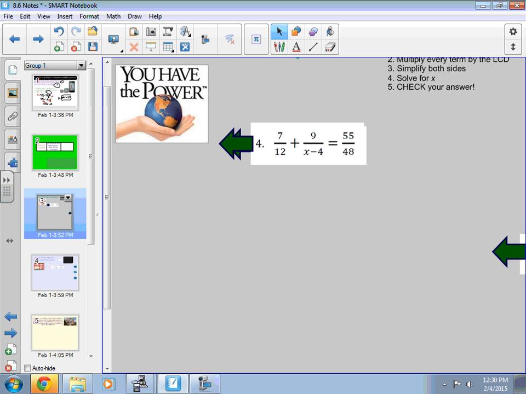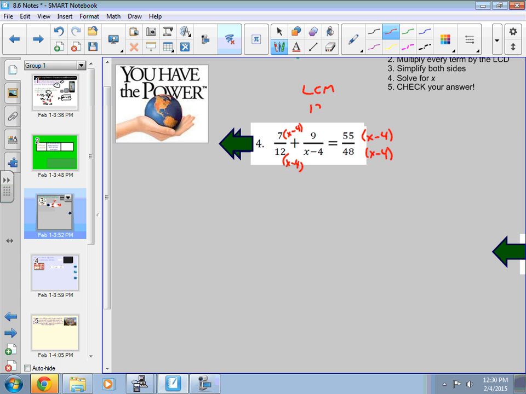Let's look at another one here. If we were to try to do this one, same thing. Try to get a common denominator. So on this one, looks like this first term would need to get multiplied by x minus 4. Same with the last one. Now we've got to figure out what's the least common multiple of 12 and 48. Well, 12 goes into 48, so 48 would be it. So we've got to multiply this by 48. And same with the first one, we need 48. It's already 12, so this would need to get multiplied by 4.